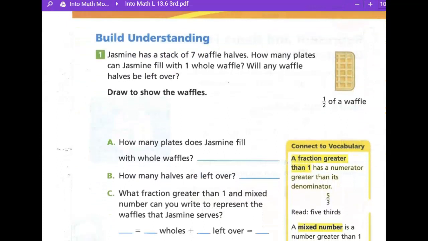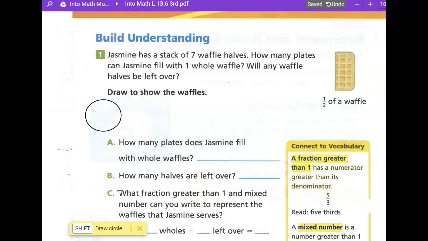Jasmine has a stack of 7 waffle halves. So 7 halves of a waffle. How many plates will Jasmine fill with one whole waffle? Will any waffle halves be left over? So let's draw some plates and put some waffle halves on them. So let's draw a plate.